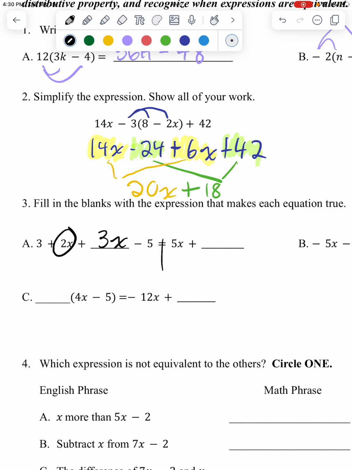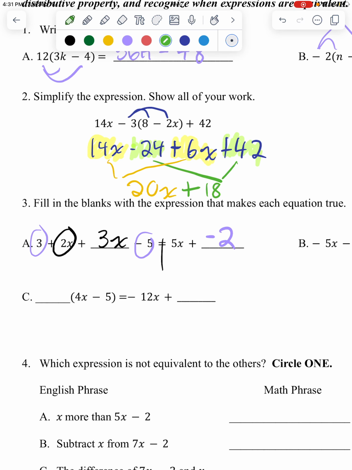There's more than one answer to this. Some people do it a little bit differently, but this is how I do it. Over on this other side, I notice that I have a 3 and a minus 5, right? A 3 and a minus 5. So 3 minus 5 is negative 2. So I'm just going to add negative 2 over to this other side so that we get 5x minus 2 on the left and 5x minus 2 on the right.